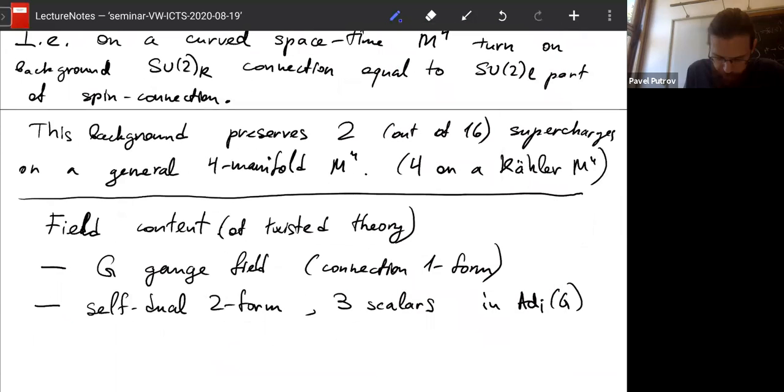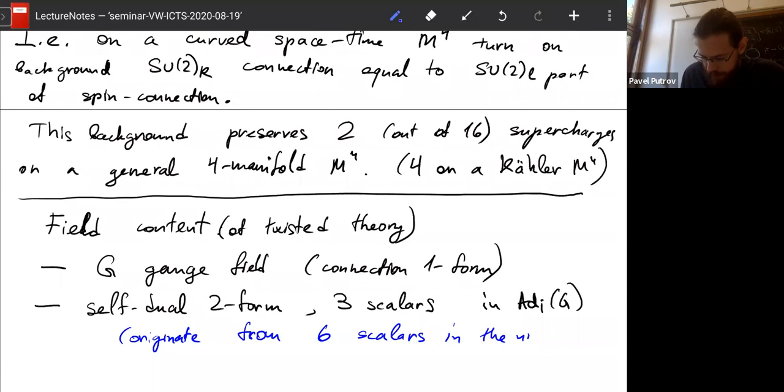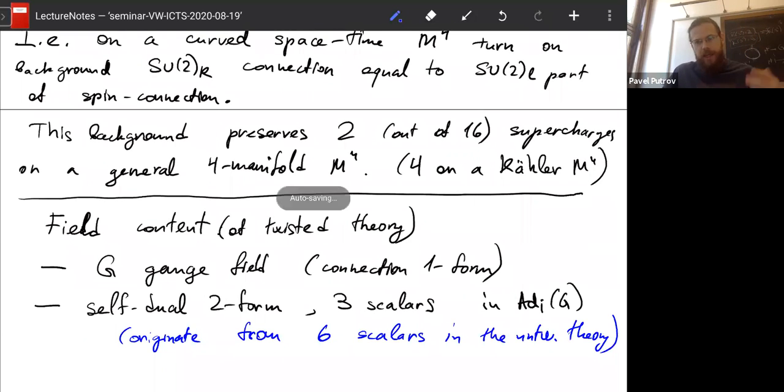So these fields originate from 6 adjoint scalars in the untwisted theory. We know that the N=4 super Yang-Mills has 6 scalars in the adjoint representation, but after twisting, because of this background, 3 of them effectively became a self-dual two-form, which has 3 independent components.